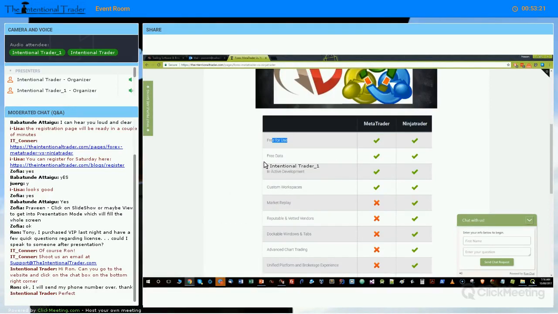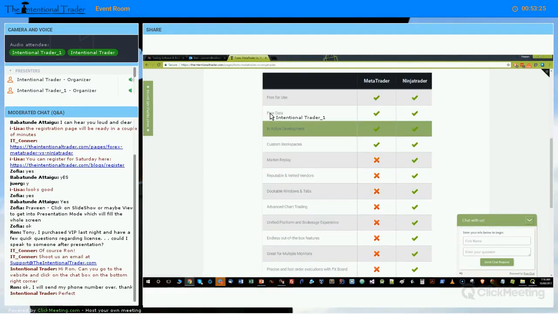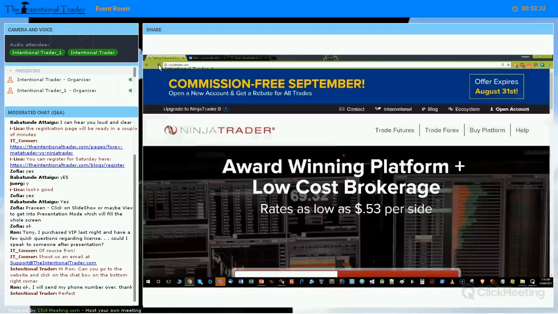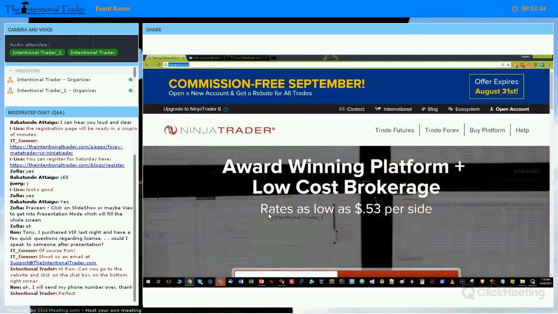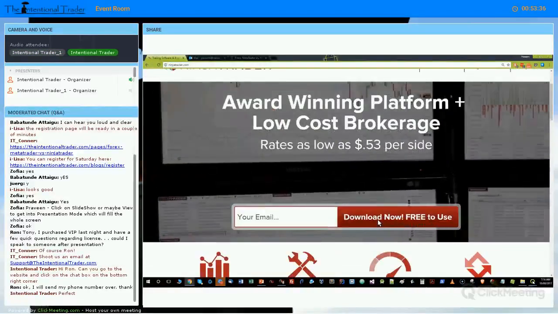So it's free to use, completely free. It has free data. All you have to do is go to ninjatrader.com, enter your email, press download now.